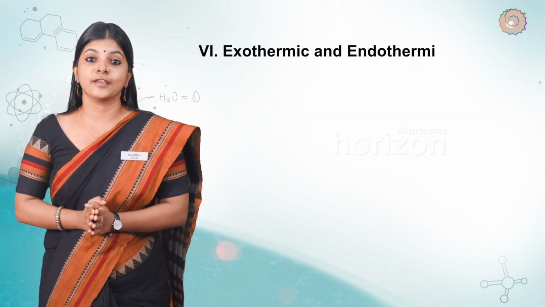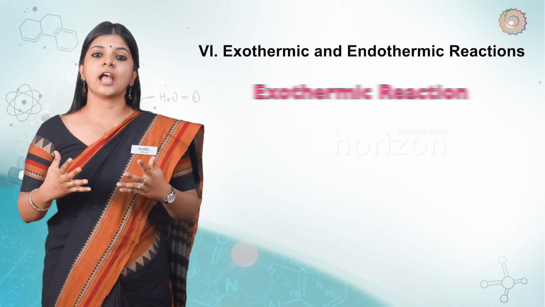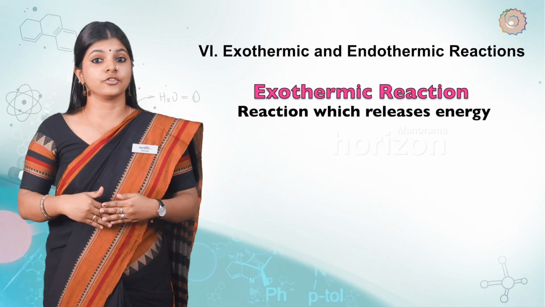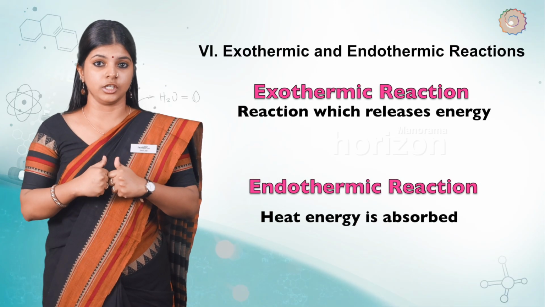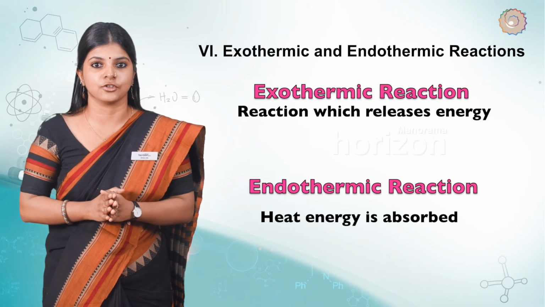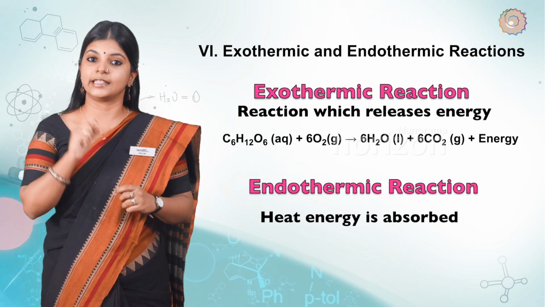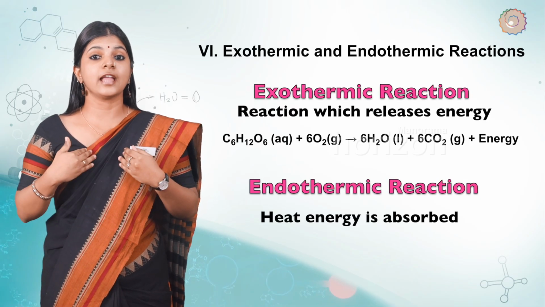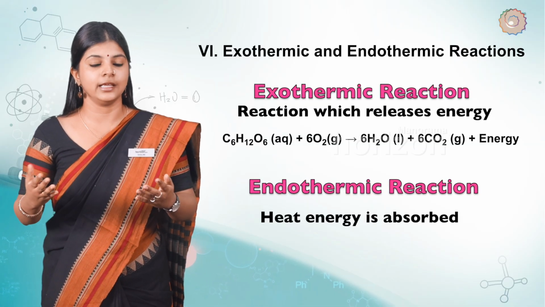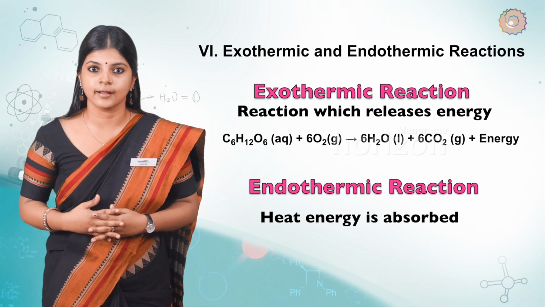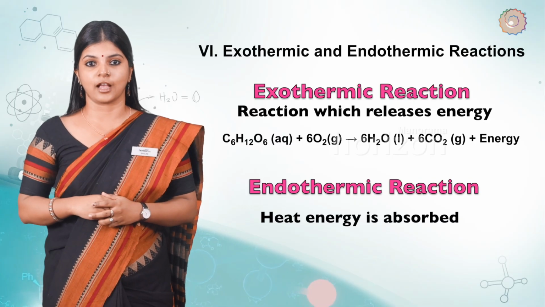Now coming to the last type of chemical reactions, which includes exothermic and endothermic reactions. When a reaction releases energy, you call that reaction an exothermic reaction. Whereas when reactions absorb energy, you call that reaction an endothermic reaction. The best example is the food that we eat, which contains glucose, C6H12O6. It reacts with the oxygen that we take in to form carbon dioxide and water plus energy that we use to do various kinds of work. So there is release of energy there, and that's why we call that reaction an exothermic reaction.